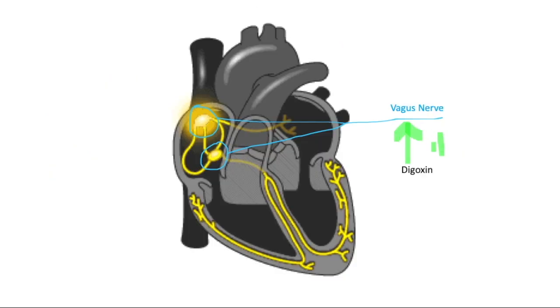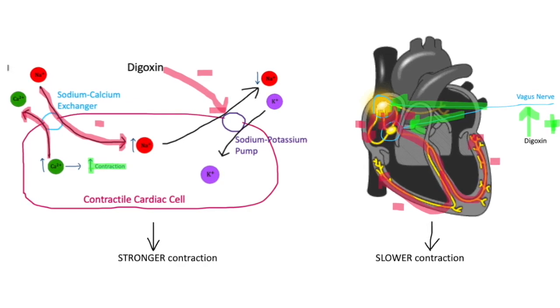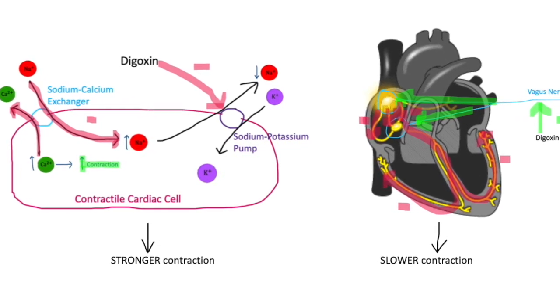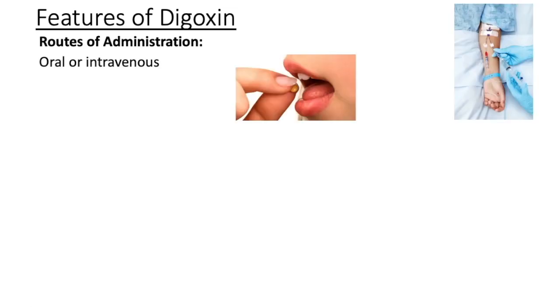Digoxin also upregulates parasympathetic activity of the vagus nerve, which causes the SA and AV nodes to produce signals at a slower rate. Hence, digoxin contributes to both a stronger and slower paced contraction of the heart. Digoxin may be taken orally or injected intravenously.